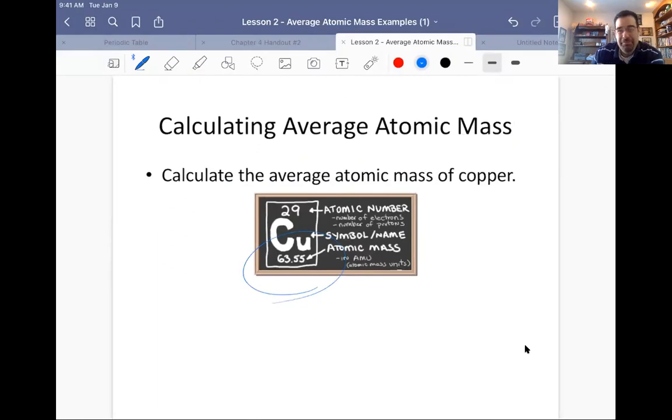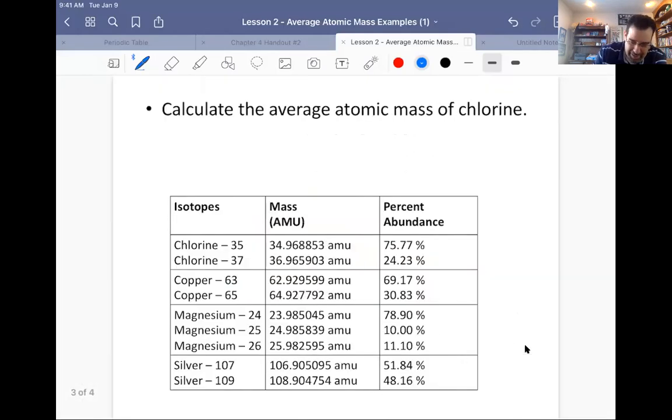Let's do one more example. Okay, so again, with this second example, we are going to start out with the equation. And it is asking for the atomic mass specifically of chlorine, right? And so there are 2 isotopes of chlorine.